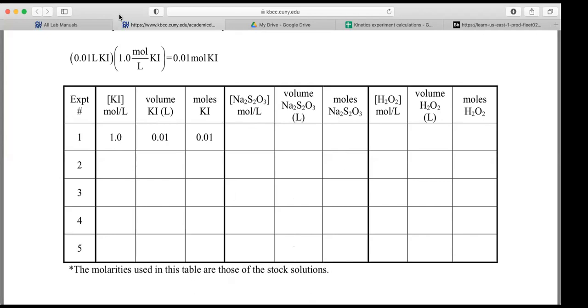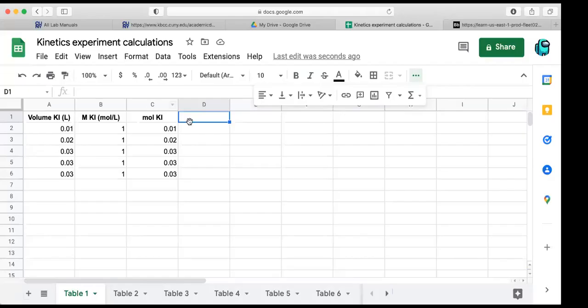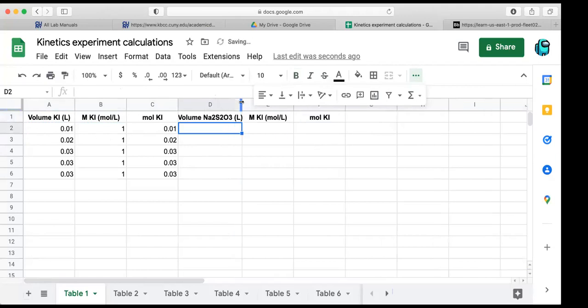So let's come back over to our spreadsheet. Okay. So you know what I'm going to do? I'm going to be a little clever. I'm going to copy those 3 cells. So copy, paste. And then I'm just going to change KI to Na2S2O3. Now that actually doesn't look real good. So I'm just going to widen that a little bit.